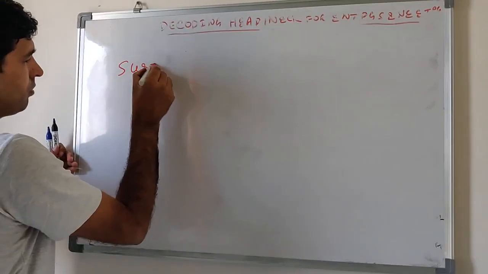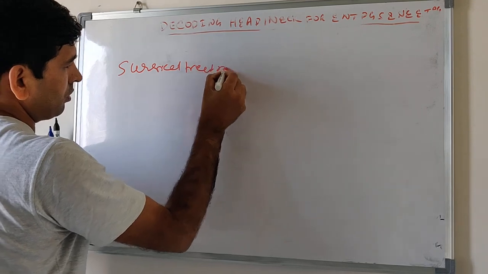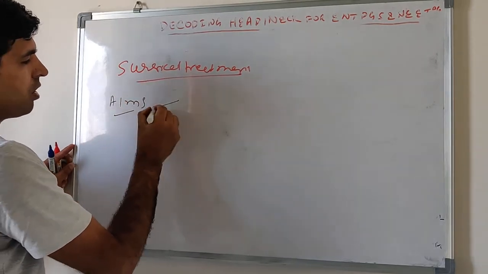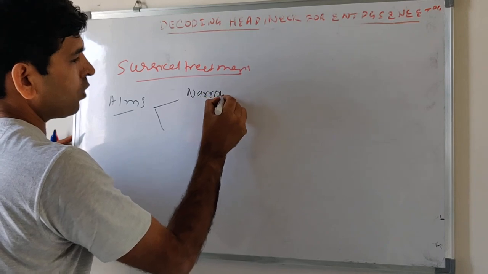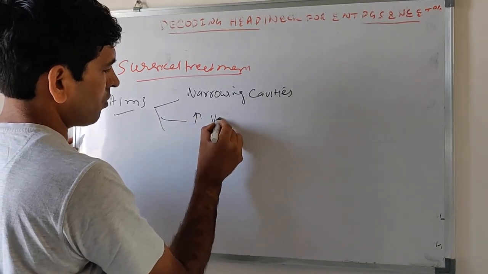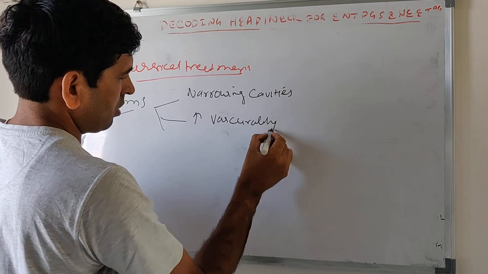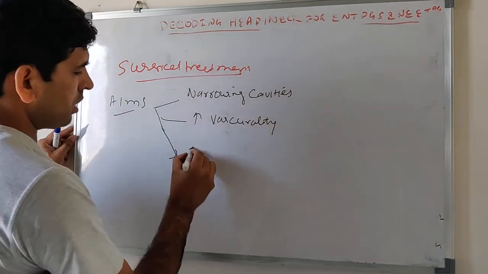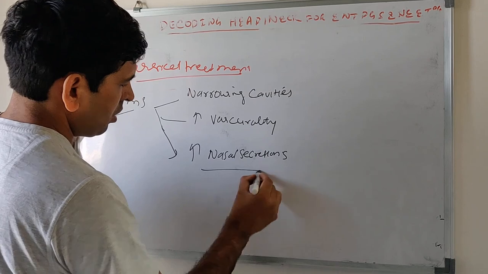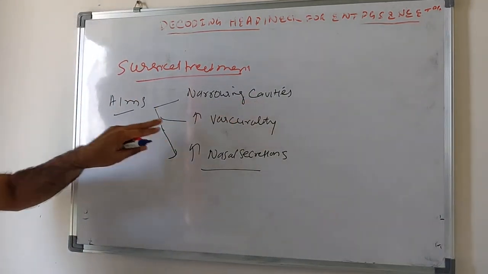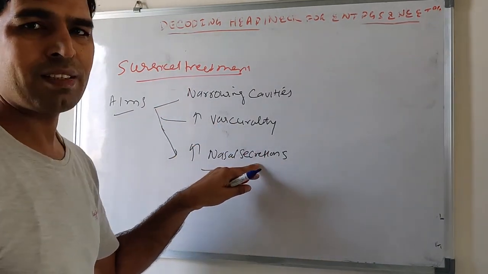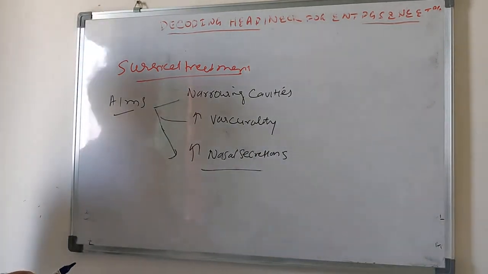Surgical treatment. Aim of surgery. The aims are to narrow down the nasal cavity, increase the vascularity, and increase the nasal secretions, for decreasing the crusting and nasal symptomatology.